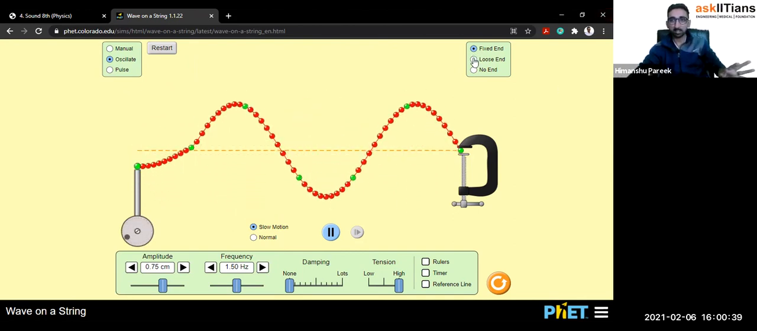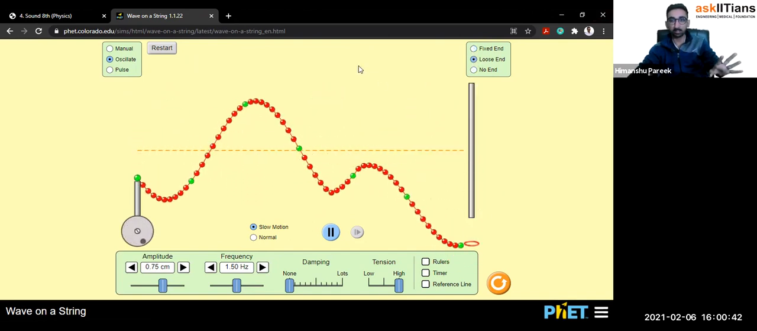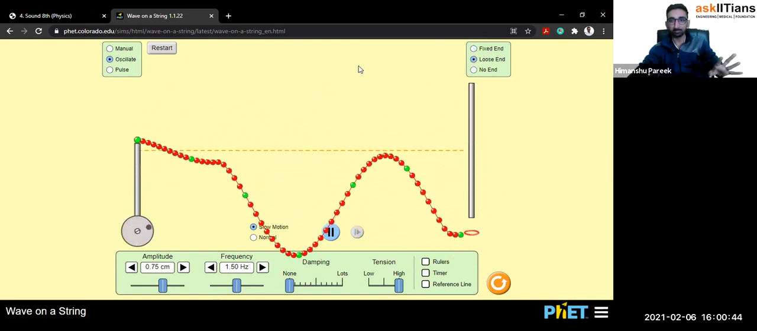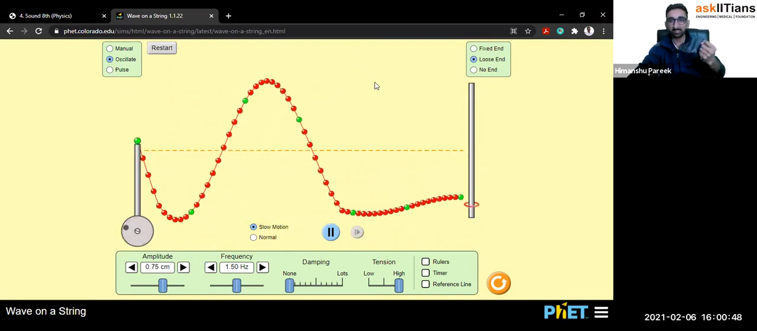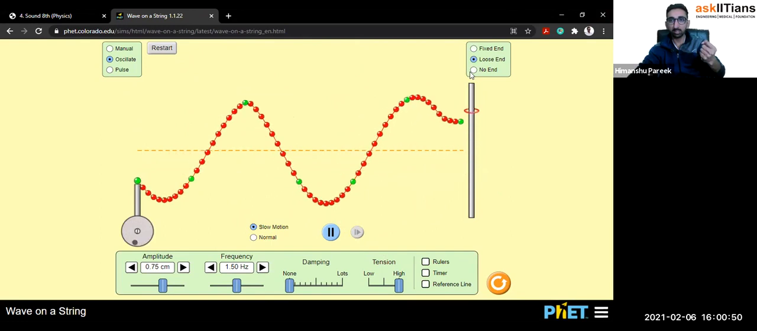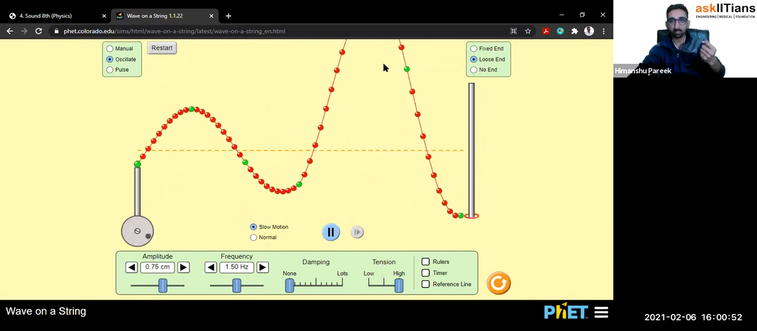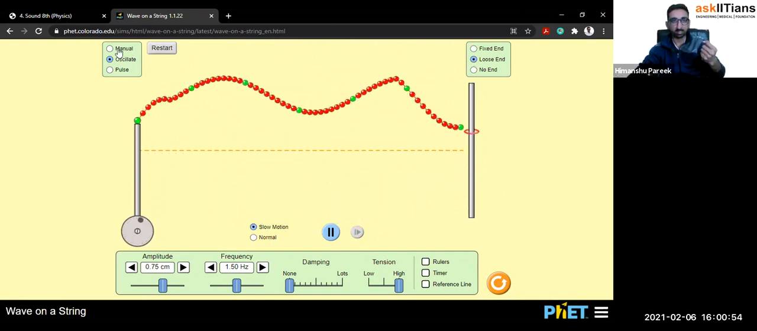You can see. Let me make it a loose end so that it does not reflect back. Or reflection would be there anyways. No, and we can try. Yeah, we can try. Just a second. No, we should try.